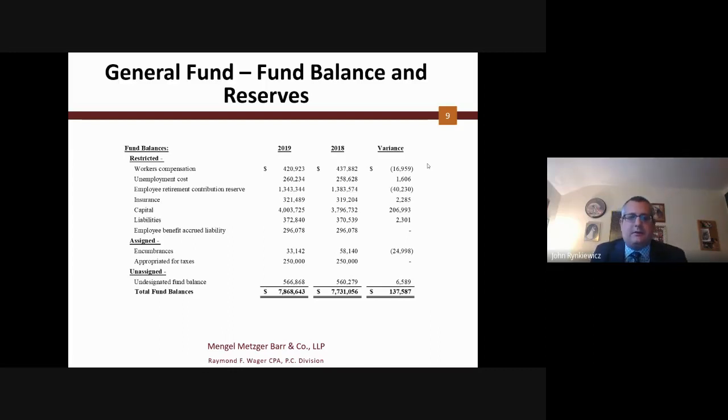And as I say, this district has done a good job of setting those funds aside, having them available, and setting up those long-term reserve plans.